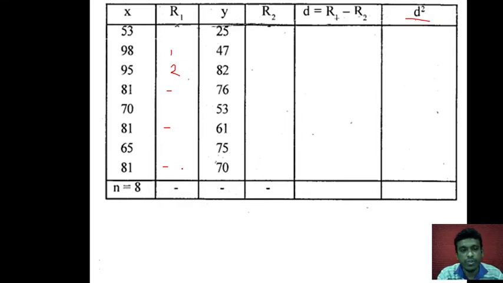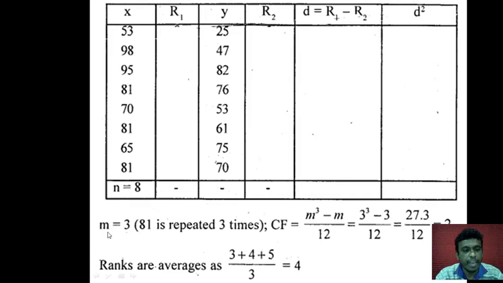Third rank. So third plus third plus third. See here what we do, calculation. M is equal to 3. We know this. Why? Because 81 is repeated 3 times. The CF formula we know, m cube minus m upon 12. This remains the same, and m equals 3 because it was repeated 3 times. So 3 cube minus 3 divided by 12.